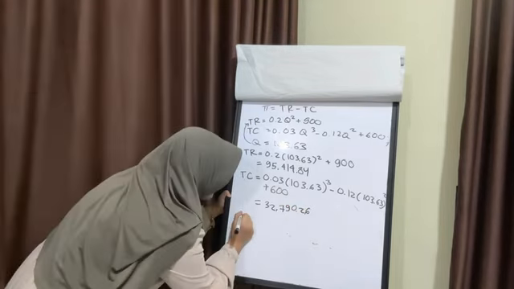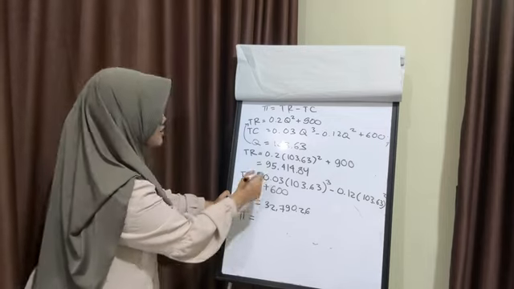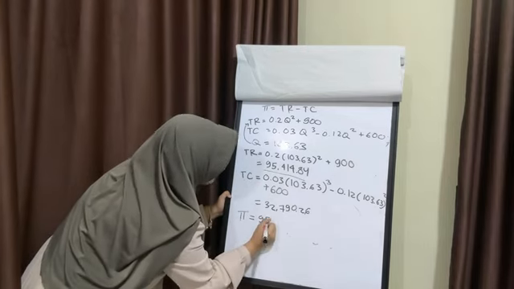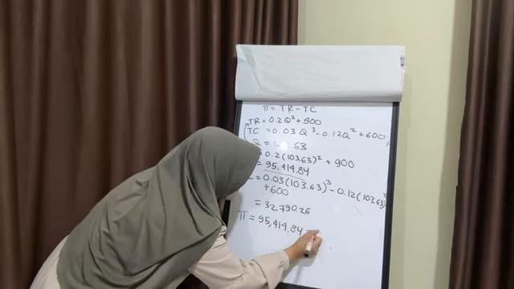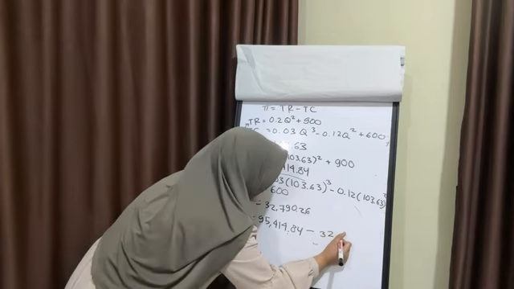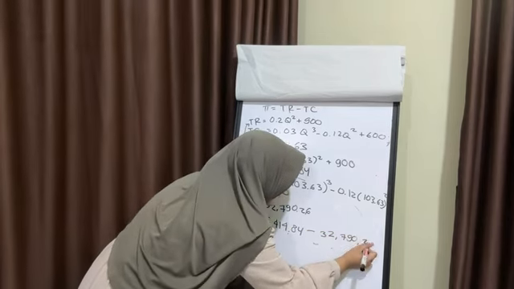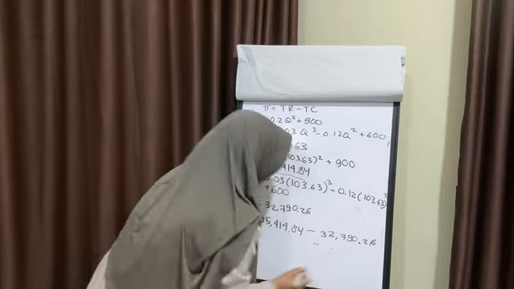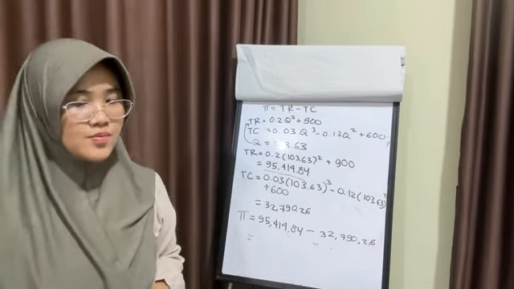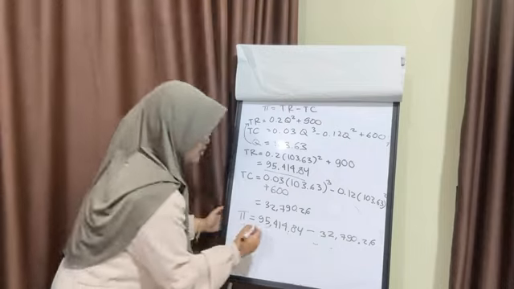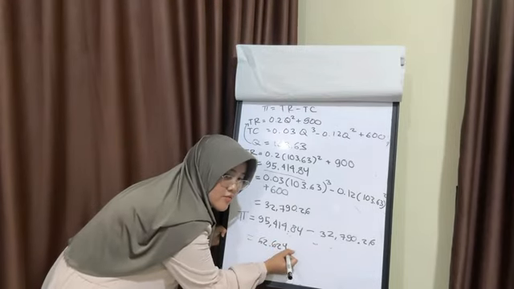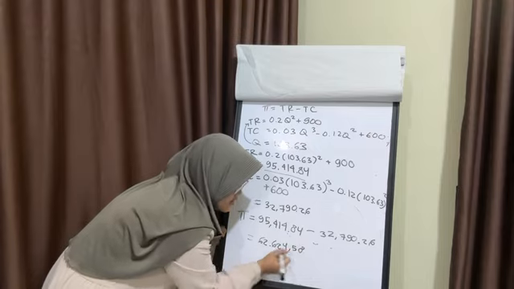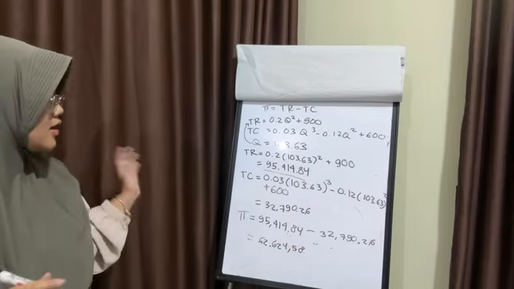790.26. And for the profit, here we got TR, this one, 95,414.84 minus 32,790.26. And the answer is going to be 62,024.58. And this is the answer of the profit.